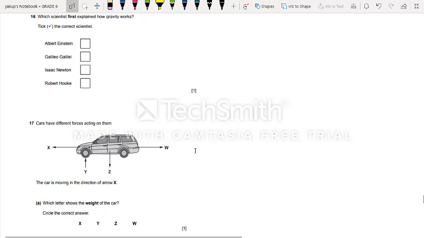Okay, which scientist first explained how gravity works? Yes, guys, you see famous scientists here. The answer must be Isaac Newton. That's the scientist who discovered gravity, guys. Galileo worked on astronomy. Albert Einstein also worked on physics. Robert Hooke as well worked on physics.